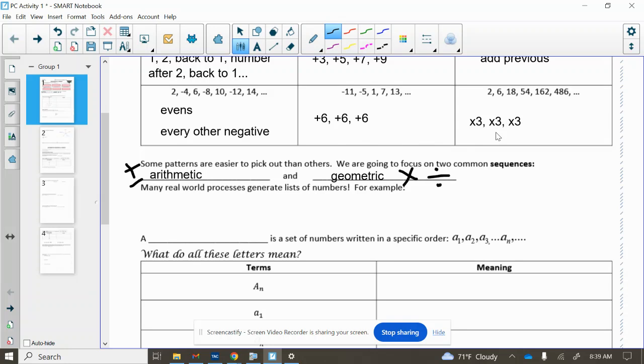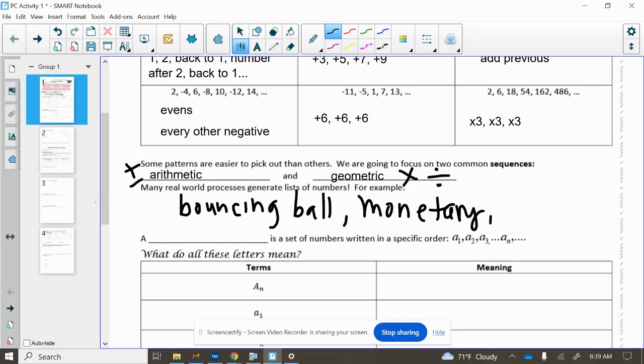And there are many real world examples, like a bouncing ball is geometric. Money growth, you might have something that's growing or decreasing, like money in an account, for instance, exponentially. When you stack things consistently, that's a linear growth, so that's a pattern, that's arithmetic. So these are just a few of many, many examples.